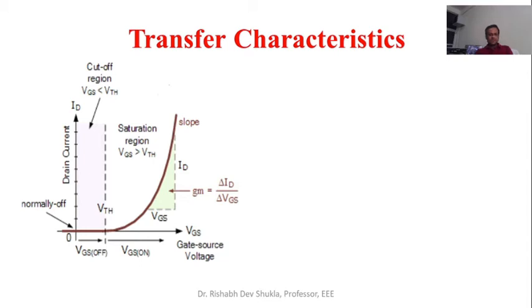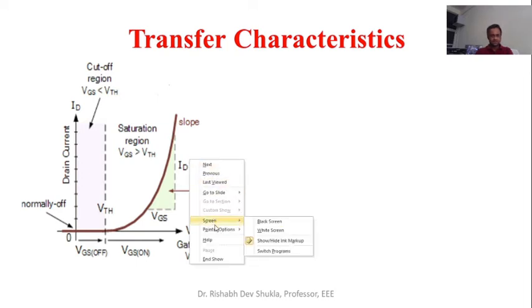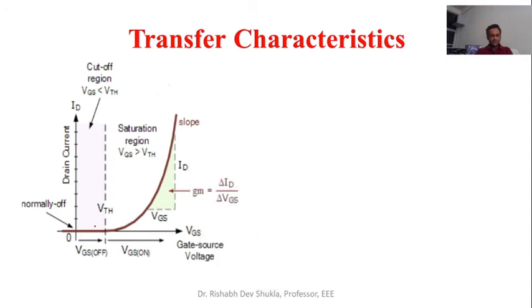Now we are having the transfer characteristic here in this slide. The transfer characteristic is plotted between the two parameters ID versus VGS. You can see here when we are having a very low voltage of VGS, you will not find any kind of drain current. After VGS crosses this V threshold, you will find some drain current start flowing. And after this V threshold, as your VGS is increasing, you will also find an increase in drain current.